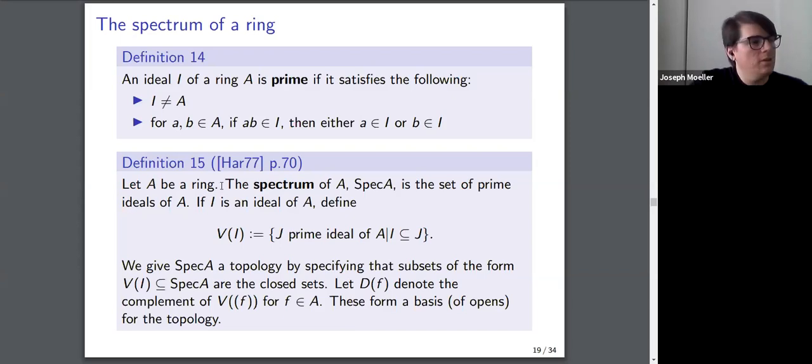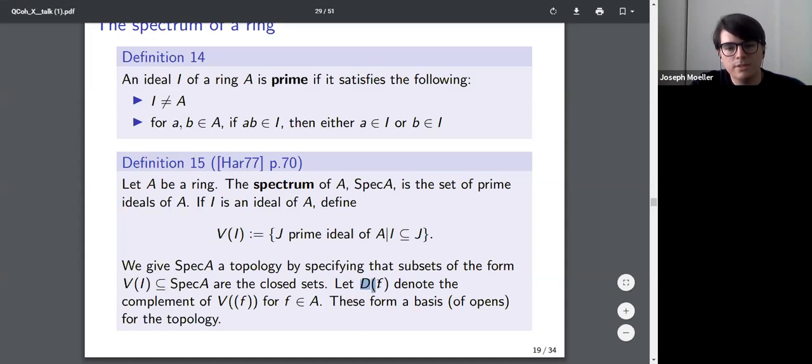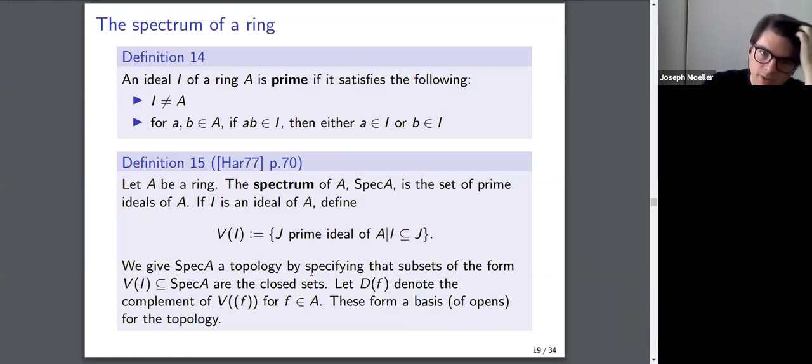And if you don't like thinking about closed sets when defining a topology, then you can think about open sets. So here's D(f), where f is some element of the ring. You take the ideal generated by that, then look at V of that, and take the complement. Those are going to form an open basis for this topology. So if you like open sets, that's the one you want to think about.